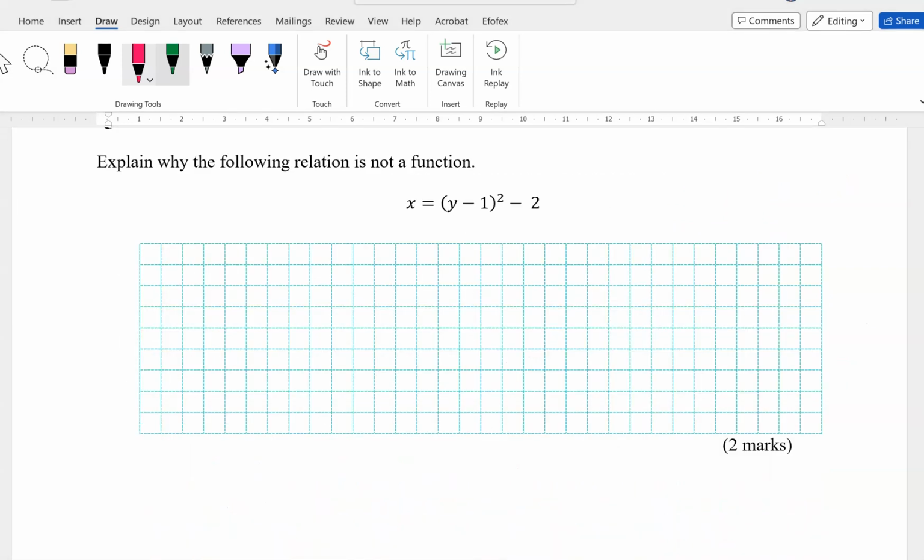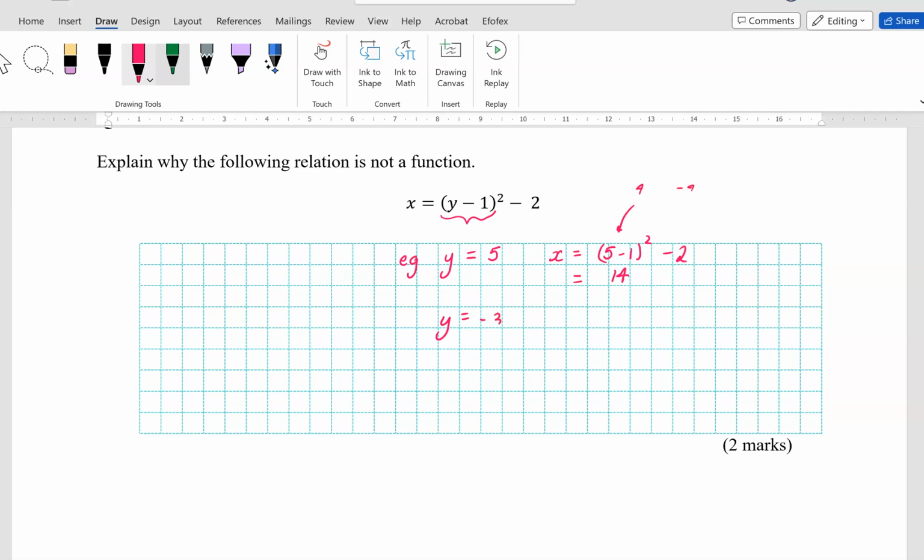Okay, explain why the following relation is not a function, and that's because when we square a number, I can actually have the same value of x for 2 different values of y. So for example, if y was equal to 5, we then have x equals (5 minus 1) all squared take 2, and we can get 16 take 2 is 14. But what if this thing in here, that's 4, but what if it was negative 4?